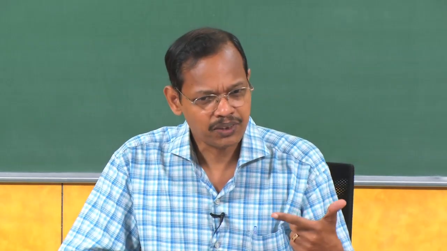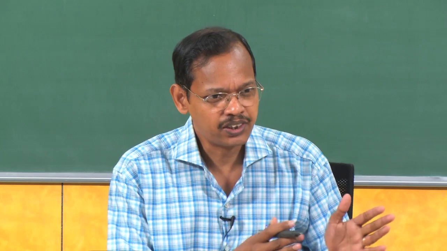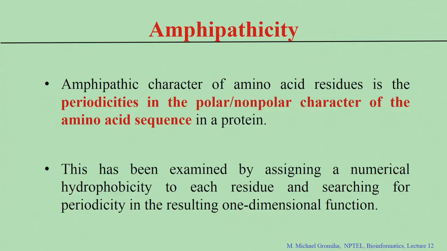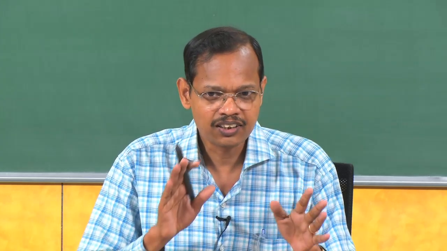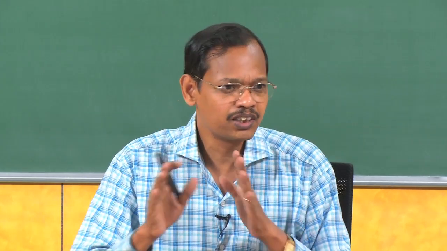So, this is another behavior which is related to hydrophobicity, that is called amphipathic character. What is the meaning of amphipathic? Both. Ambi means 2, so either this is high or low. So, this will give you information regarding the periodicities of the polar and non-polar characteristics of a sequence. How to get that? You have the numerical hydrophobicity values, you assign the values and then see whether there is any periodicity in a one dimensional plot.